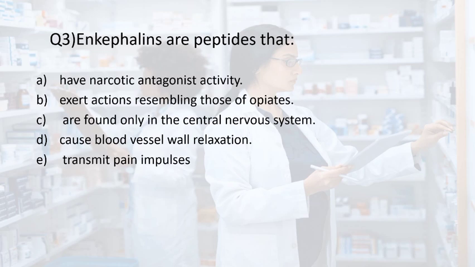Enkephalins are peptides. Enkephalin is a pentapeptide involved in regulating nociception, the pain receptors in the body. It reduces the sensation of pain and increases relief from pain, like analgesic effects. So the correct answer you can work out by yourself. Next, narcotic antagonists. Narcotics are opiate-like drugs that act on the pain receptors. Receptors are found only in the central nervous system, adrenal medulla and other peripheral tissue. Obviously they are found there. D, cause blood vessel wall relaxation. Enkephalins contract the blood vessels. E, transmit pain impulses. No, they relieve pain. So the correct answer is opiates.